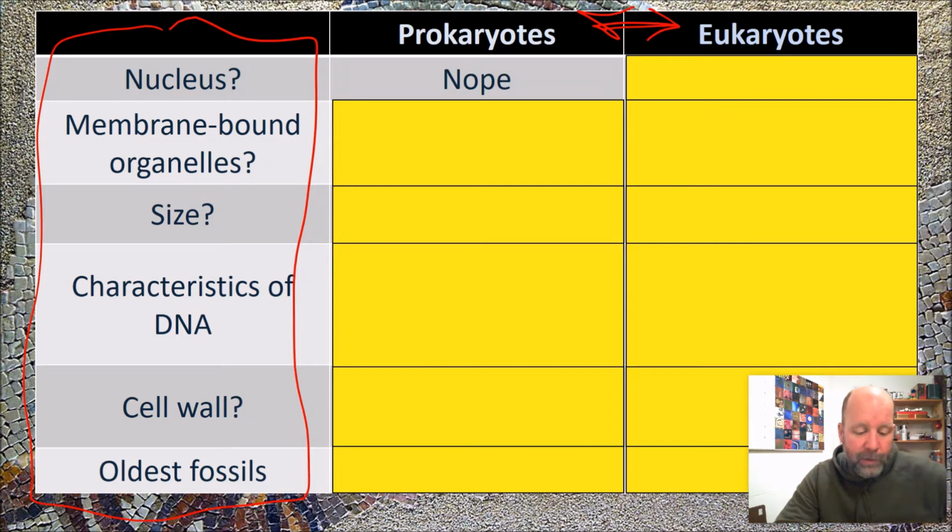So hopefully you remember prokaryotes, of course, have no nucleus. Eukaryotes have a nucleus. Prokaryo means before nucleus. Karyo is a nucleus. Eukaryo, eu means true. Karyo means nucleus. They have a nucleus.